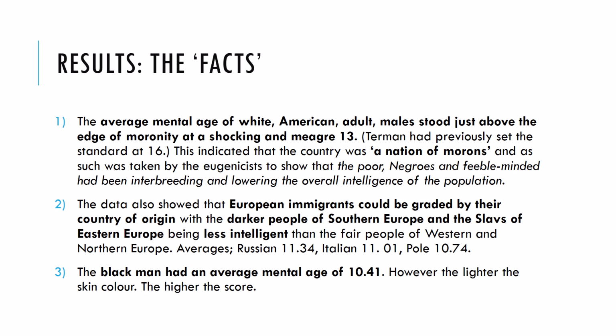Essentially, those people were apparently, on these tests, less intelligent than the fair people of Western and Northern Europe. You can see that the averages of the Russian, Italian and Polish were quite a bit lower than the Americans as well. And the final fact that was established from these tests was that the black man had an average mental age of 10.41. So the lighter the skin colour, the higher the score. The darker the skin colour, the lower the score, essentially.